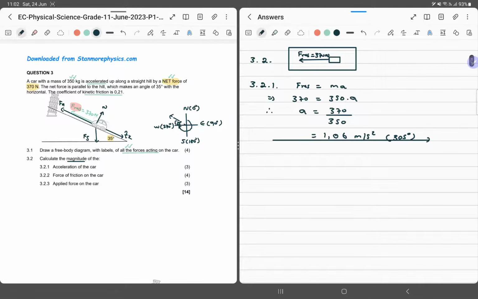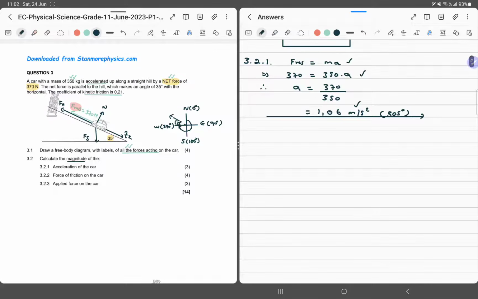Now 3 marks is formula, substitution, and the answer for the magnitude only. So 3.2.2 says the force of friction on the car. Usually when you see 4 marks, it suggests perhaps 2 steps. So how will we get the frictional force on the car? The key to that business is the normal force, right? Because we don't know the force applied. So if we get the normal force, we will be home free. But how do we get the normal force? By looking at the components of weight.